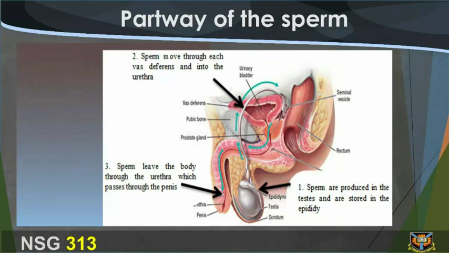Pathway of the sperm in a diagram. 1. Sperm are produced in the testes and are stored in the epididymis. 2. Sperm move through each vas deferens and into the urethra. 3. Sperm leave the body through the urethra, which passes through the penis.